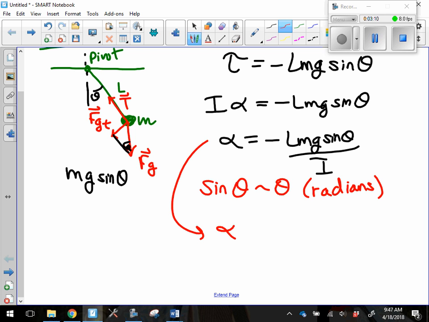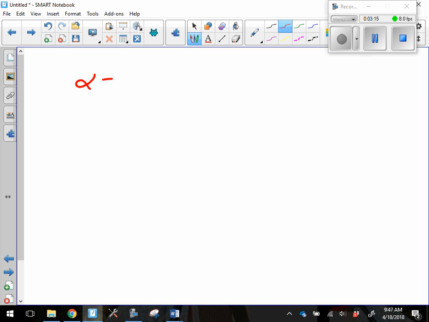So my expression for alpha becomes, and actually I'm going to write this on another page, alpha is negative L m g over I times theta. And this is important because we have some criteria for a simple harmonic oscillator or for simple harmonic motion. One of those criteria is that the restoring force points towards the equilibrium position, which we actually figured out.